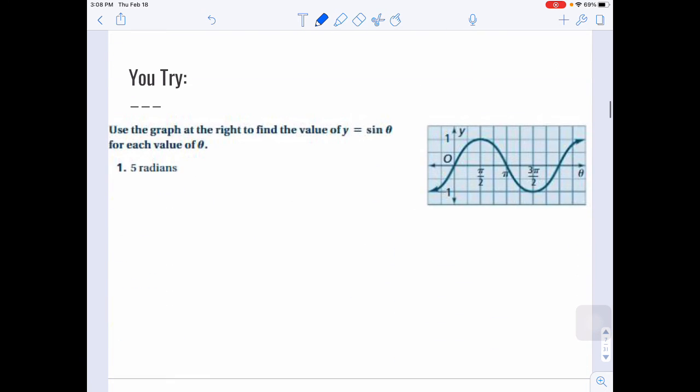And now I would like you to try number 1. Use the graph at the right to find the value of y equals sine of theta for each value of theta. Here we have 5 radians.